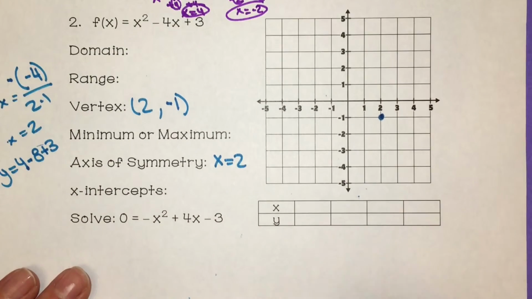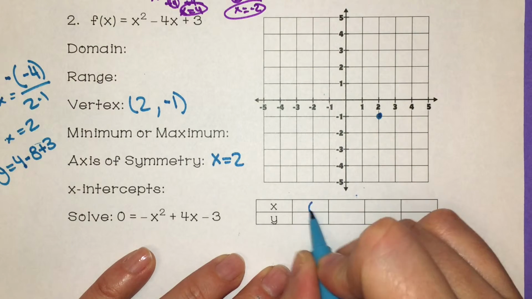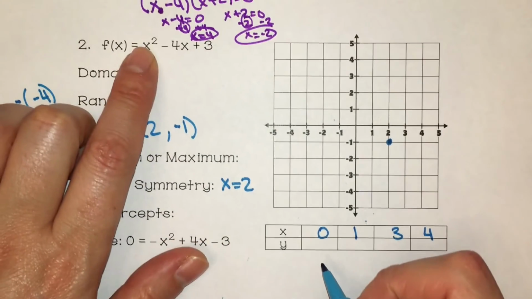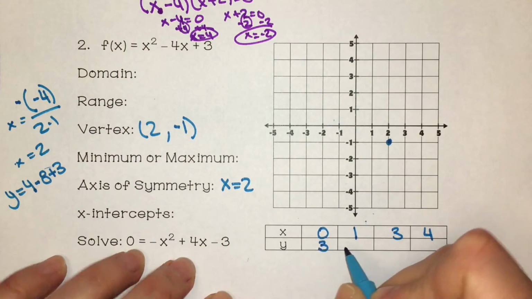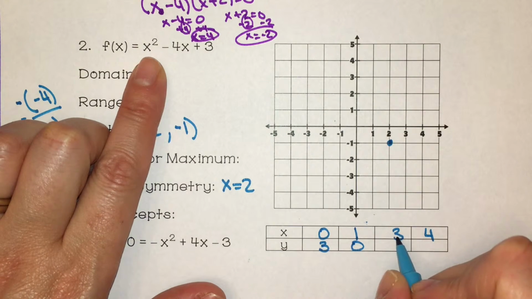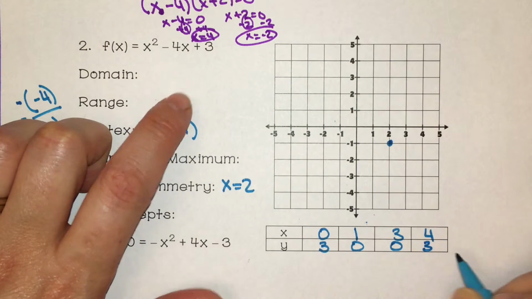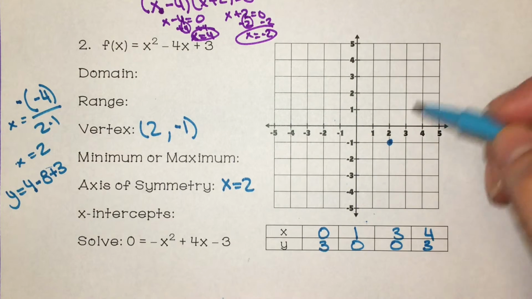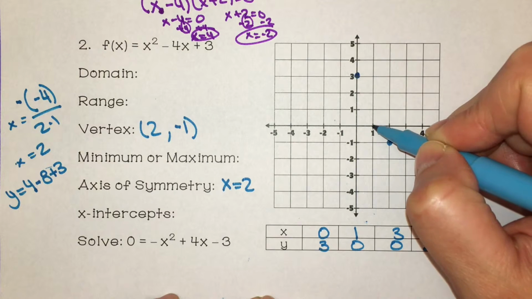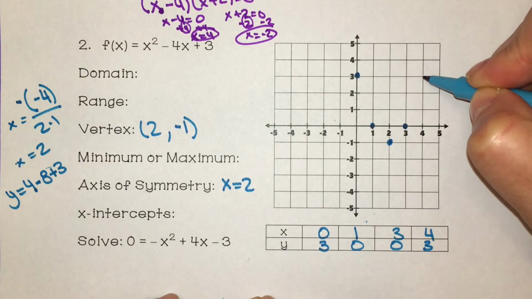All right, I'm going to choose 2 points to the left, 2 points to the right of that vertex. I'm going to choose 0, 1, 3, and 4. When I plug 0 in for x, I get out 3. When I plug in 1, I get 0. When you plug in 3, you get 0. And when you plug in 4, you get 3. Hopefully you already did this, so I'm going through it a little quicker. When x is 0, y is 3. When x is 1, y is 0. When x is 3, y is 0. And when x is 4, y is 3.